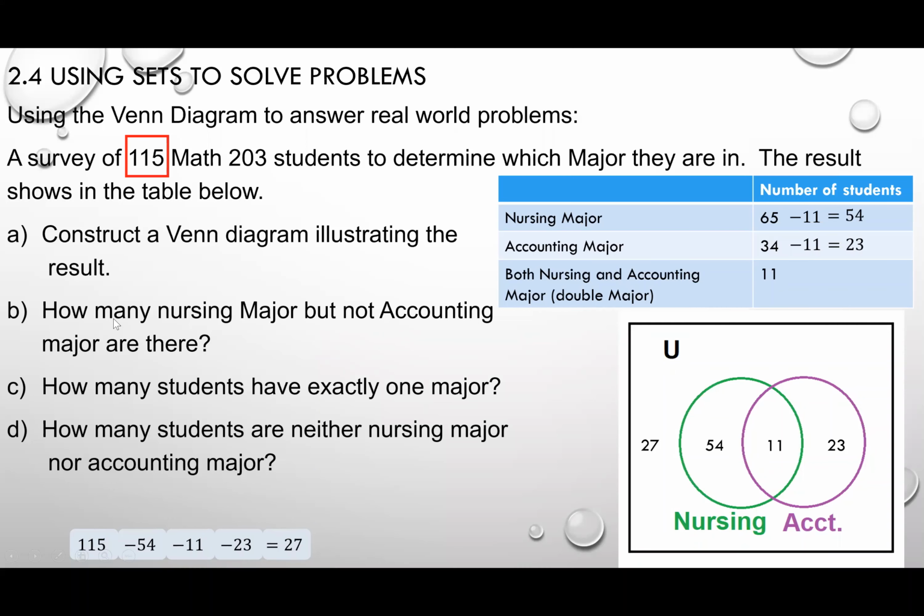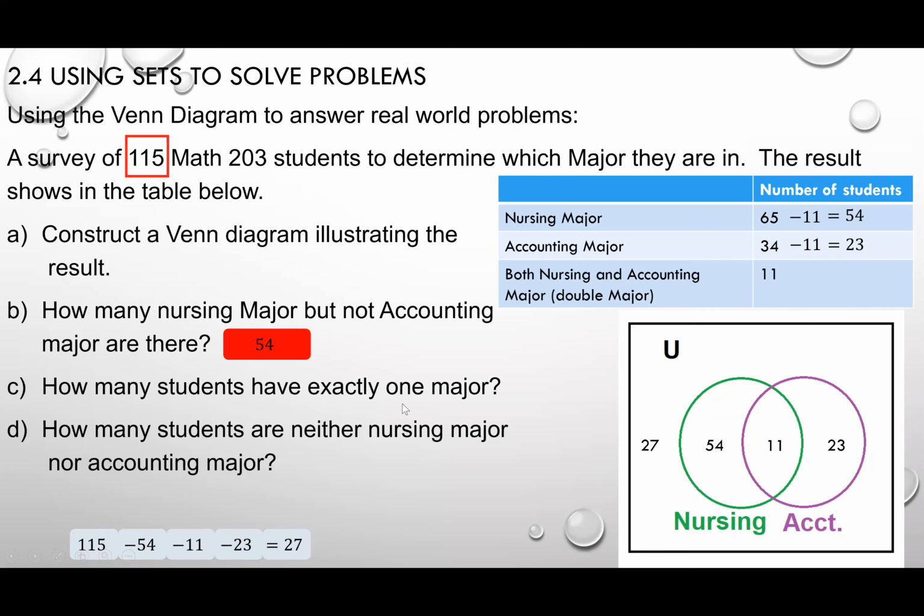So we're done with A. They ask you how many nursing majors are not accounting majors. So do you agree that 54 are in the nursing program but not in the accounting program? This question is very similar to last Thursday's question. The only thing different now is that, in order to answer, you have to construct your own Venn diagram. The answer to this question is, again, do you agree that there are 54 nursing majors who are not accounting majors, right? That's the only 54 people we have, okay?